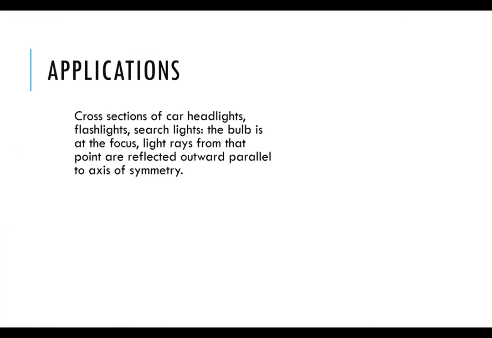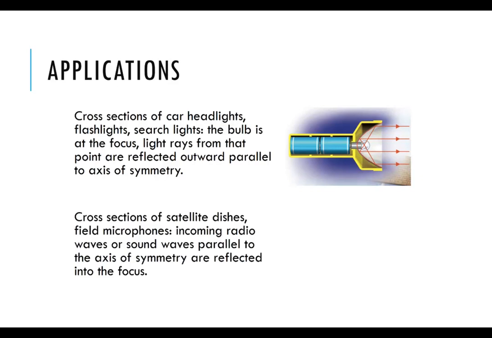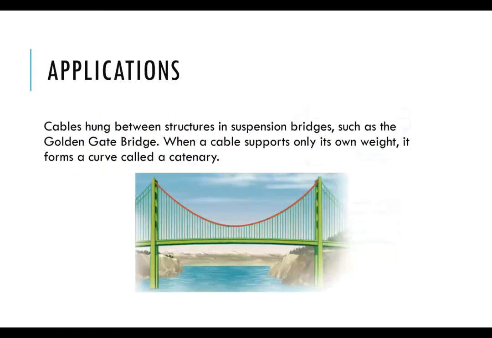A few other examples of applications of parabolas are going to be cross-sections of car headlights and flashlights. That is, the bulb lets off that light and then the parabola refocuses it. Also, like we just saw, cross-sections of satellite dishes, field microphones, incoming radio waves or sound waves parallel to the axis of symmetry are reflected into the focus. We can see that cables hung between structures and suspension bridges, such as the Golden Gate Bridge, are parabolic, and that is some more examples of parabolas.